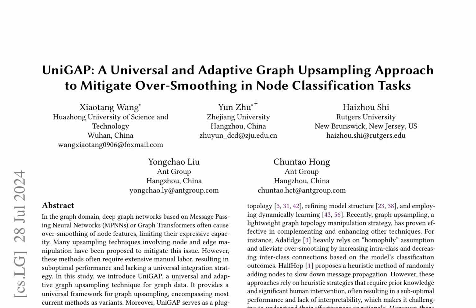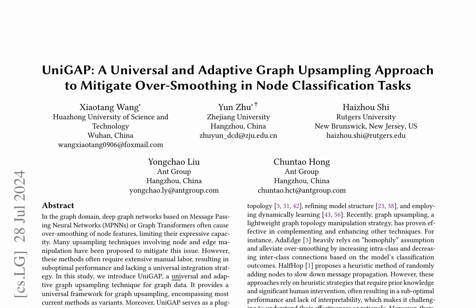Title: UniGAP, a universal and adaptive graph upsampling approach to mitigate oversmoothing in node classification tasks. Abstract: in the graph domain, deep graph networks based on message-passing neural networks, MPNNs, or graph transformers often cause oversmoothing of node features, limiting their expressive capacity.